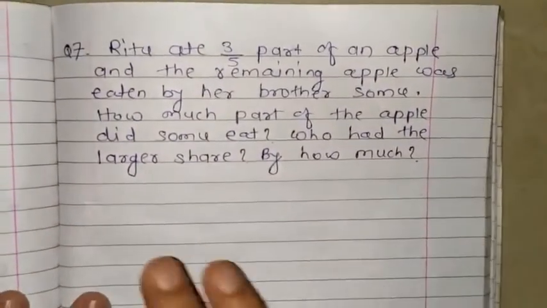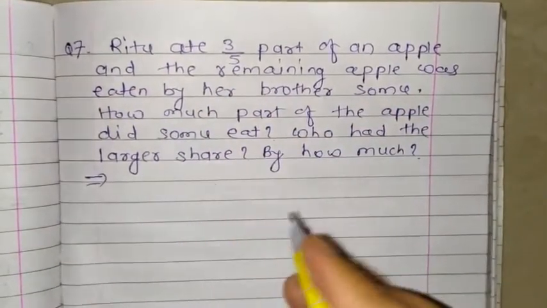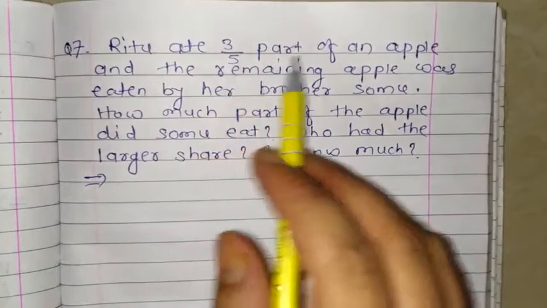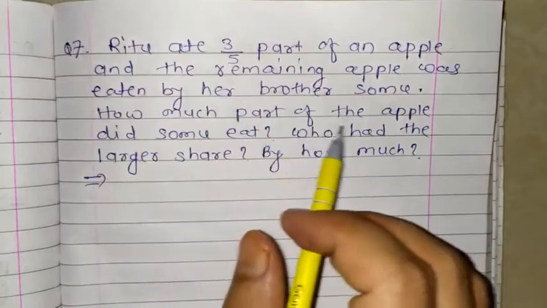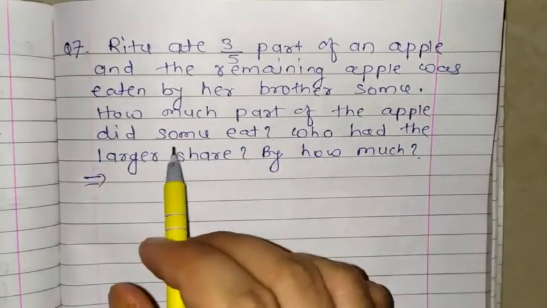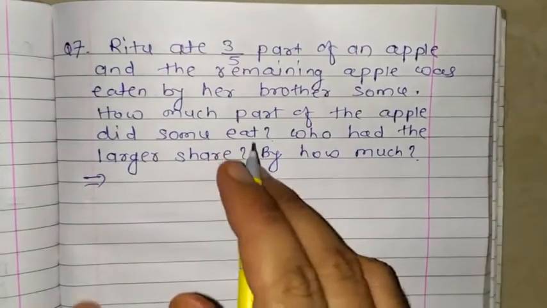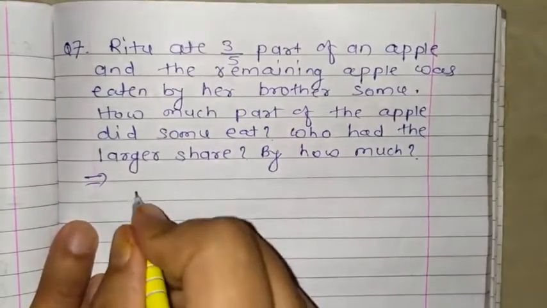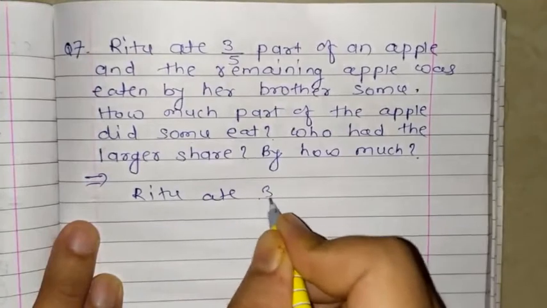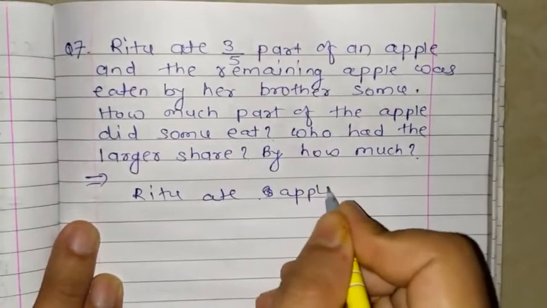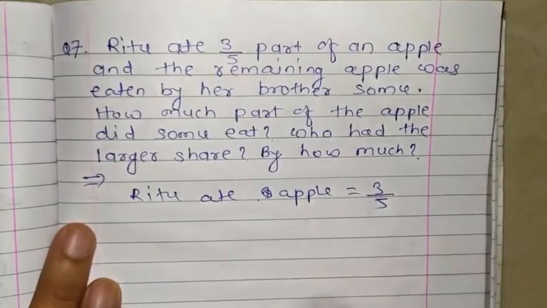So next one is question number 7. Ritu ate 3/5 part of an apple and the remaining apple was eaten by her brother Somu. How much part of the apple was eaten by Somu, who had the larger share, and by how much? So here the given information is Ritu ate apple equals 3/5. She ate 3/5 of the apple.